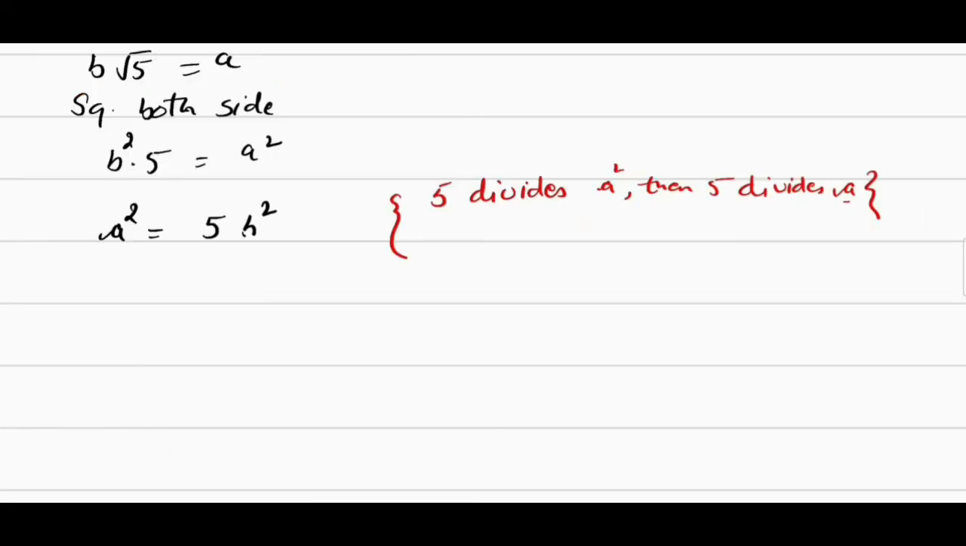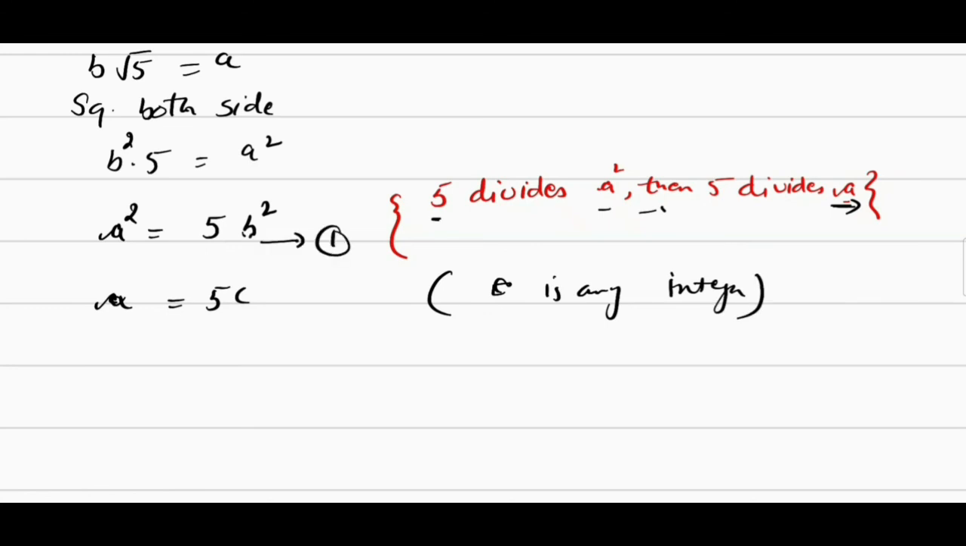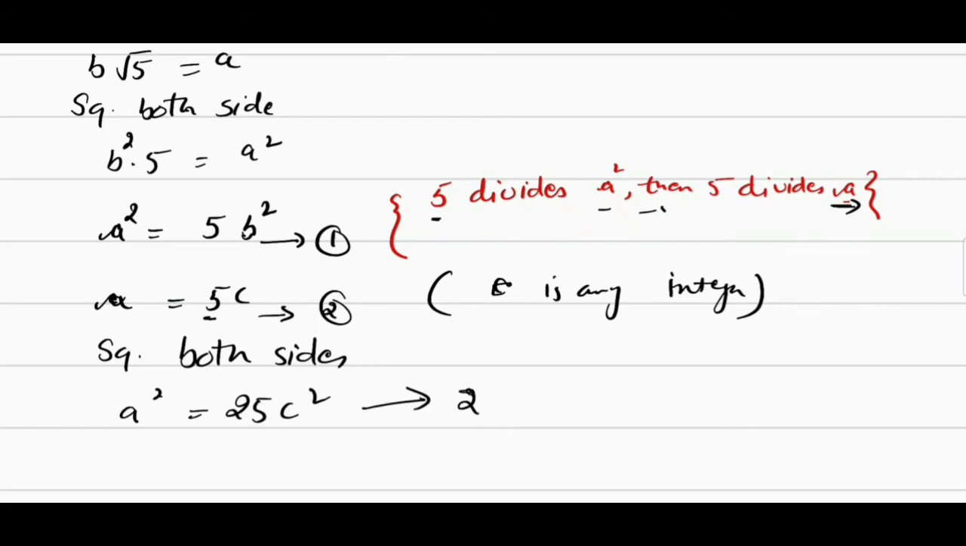So here we will use this theorem: if 5 divides a square, then 5 will divide a also. So it means we can write a is equal to 5c, where c is any integer. I'll take this as my equation number 1 and this as equation number 2. So squaring both sides, we'll get a square is equal to 25c square. Correct? So this is my equation number 3.